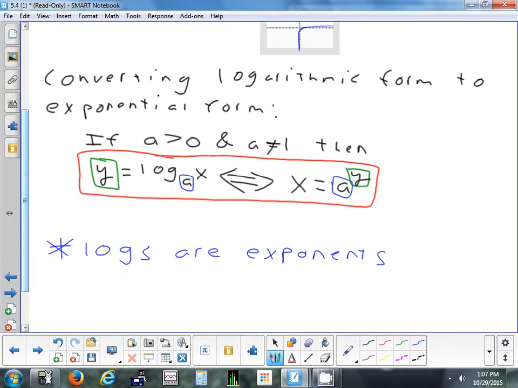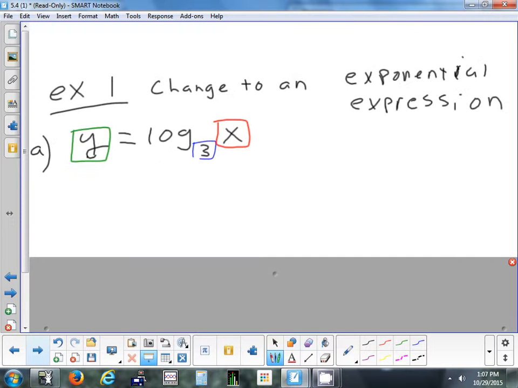So we're going to practice using that formula to change back and forth. Does everybody have a formula? And it's not hard. It's just a process of learning what goes where.